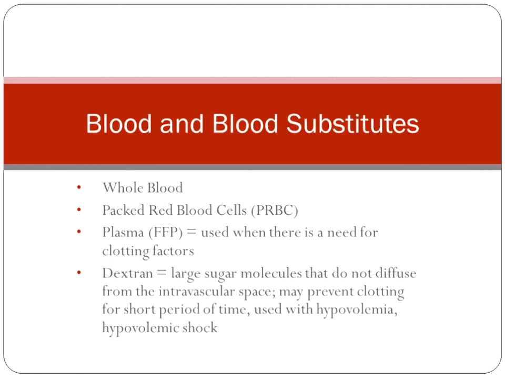Blood and blood substitutes. The list is there on the PowerPoint slide. Whole blood, not frequently given. Typically what is administered in the operating room is packed red blood cells. And the next one listed is plasma or fresh frozen plasma, FFPs. FFPs are used when there is a need for clotting factors.